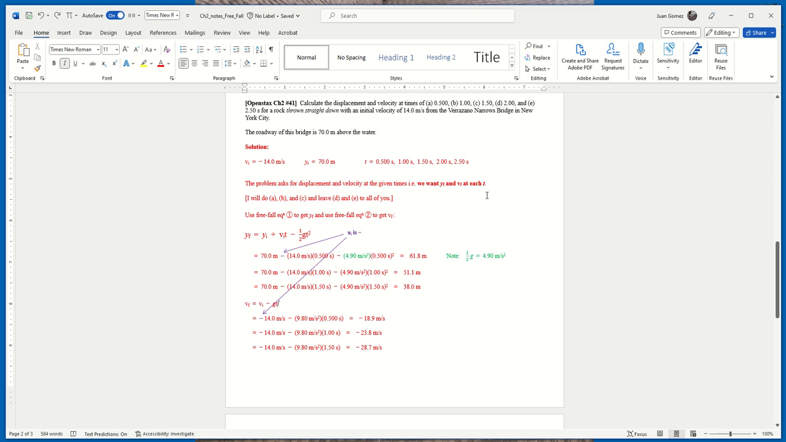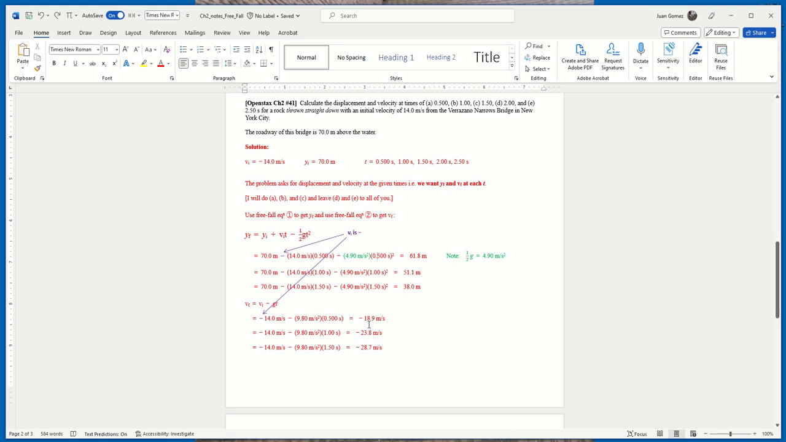So remember, VI is negative. And then minus 1/2 gt squared, so minus, well, 1/2 g, this is a nice shortcut, 1/2 g is 4.90 meters per second squared. So here's my minus sign, and here's my, in the green, that's my 1/2 g. And then t squared, we're starting with 0.5. So plug in the numbers, you get 61.8 meters.